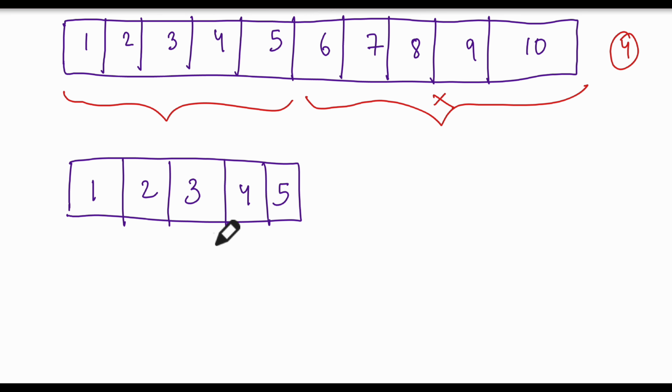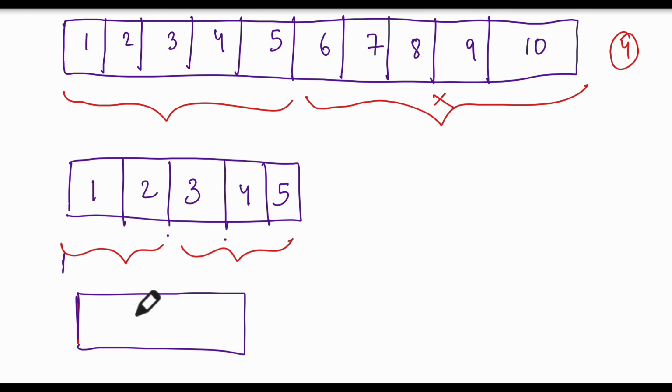Now the split can be done either from here or from here. It's totally up to you. So for example, let us say I am doing it from here. So what will I get? I will be getting this part and this part. Now 4 is not lying in this, so I'm left with this particular part. You are left with 3, 4 and 5.